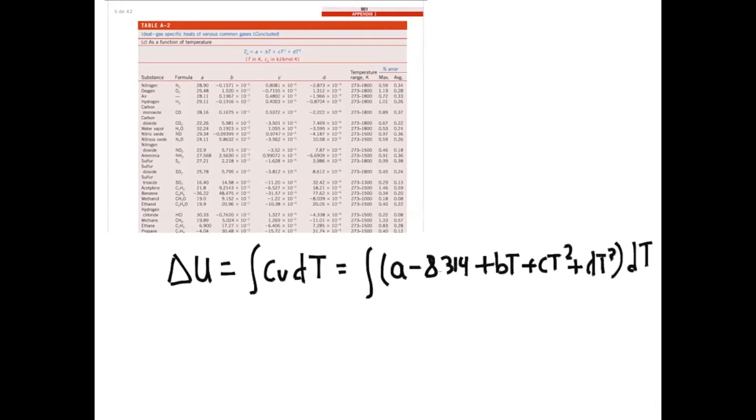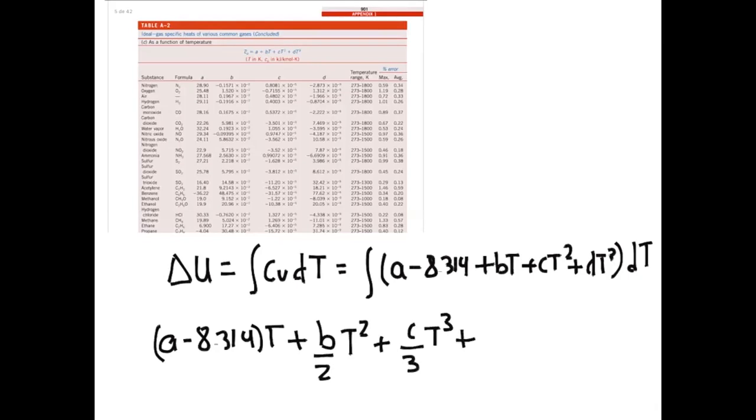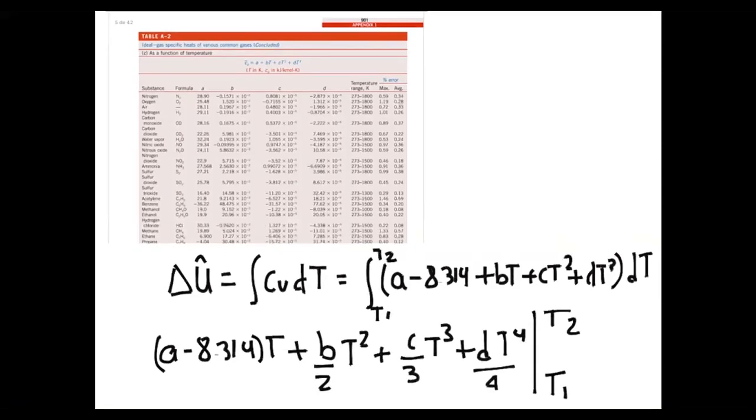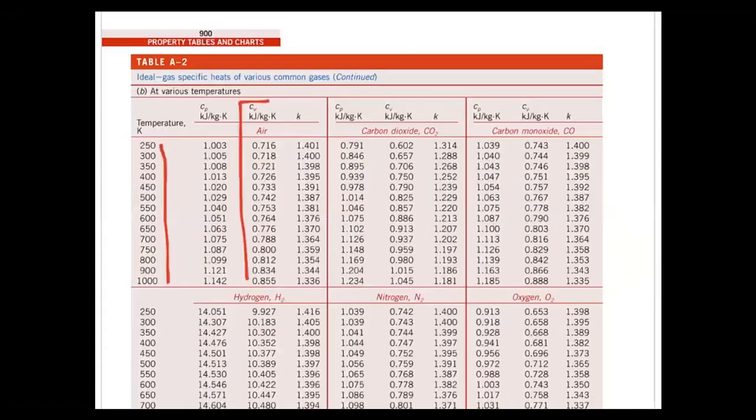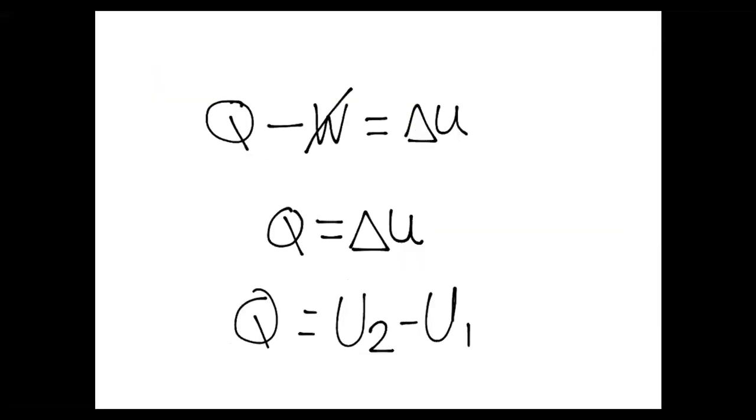And then we can do the integral, right? So we will have a minus 8.314 times T plus the value that we have of b over 2 times T squared plus c over 3 times T cubed plus d T to the 4th over 4, and this is going to be evaluated from T1 to T2 because this is a definite integral. So this is a specific delta u, which, given that we are working with the first law, is the heat in an isochoric process.